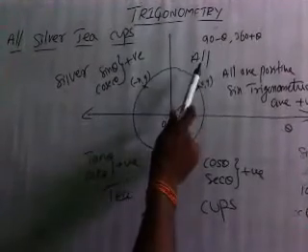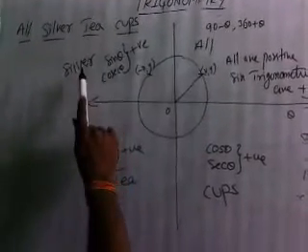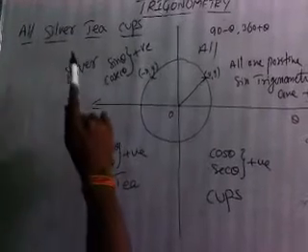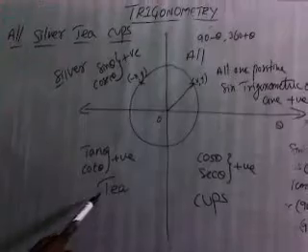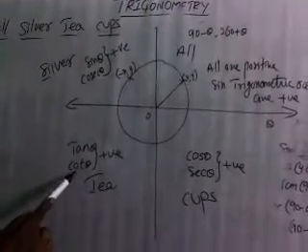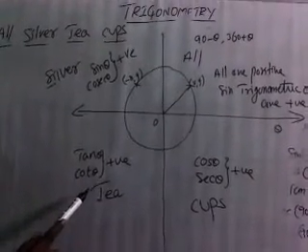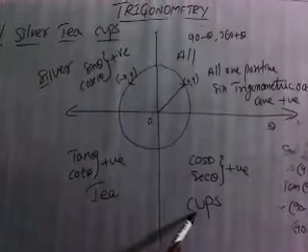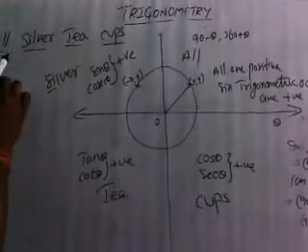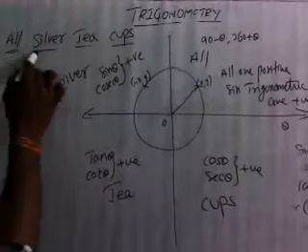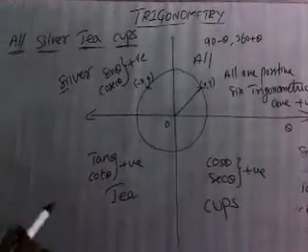So all are positive in the first quadrant. Silver, starting with S, sin and cosecant are positive, remaining all are negative. T, tan and its reciprocal, cot, are positive, remaining are all negative. Fourth one, C, Cups, cos and secant are positive. So we can memorize this by using this simple phrase, All Silver Tea Cups.